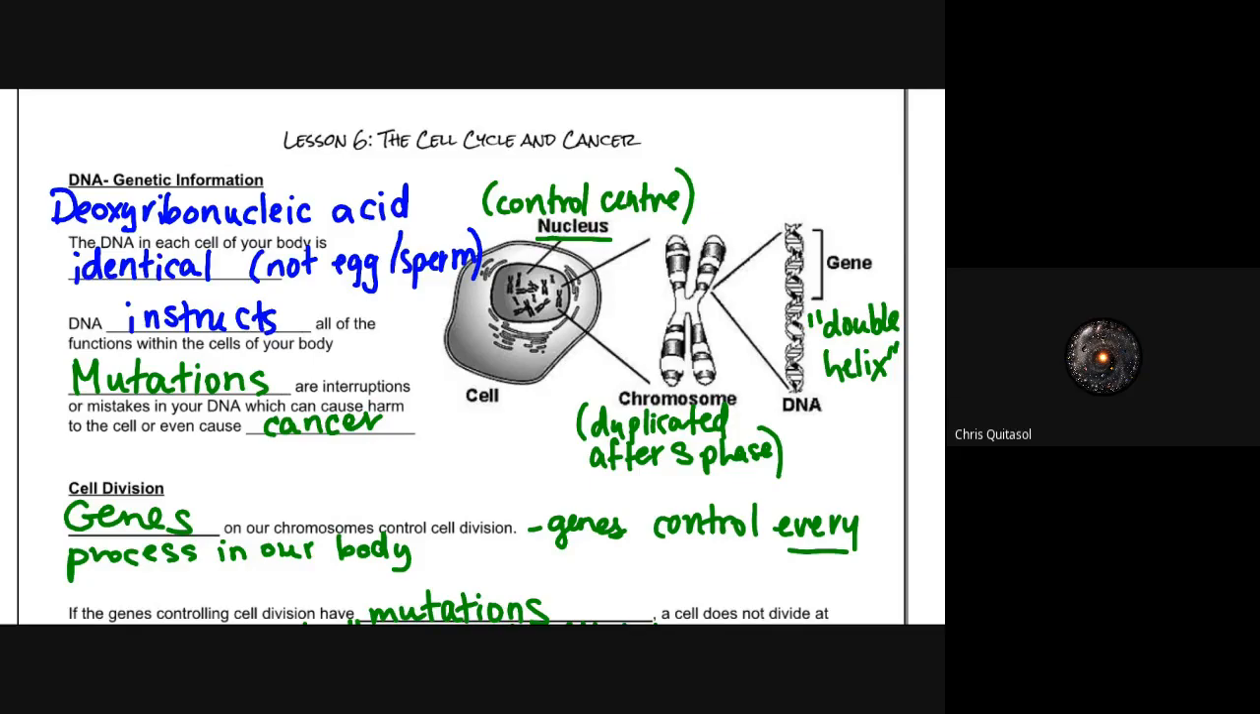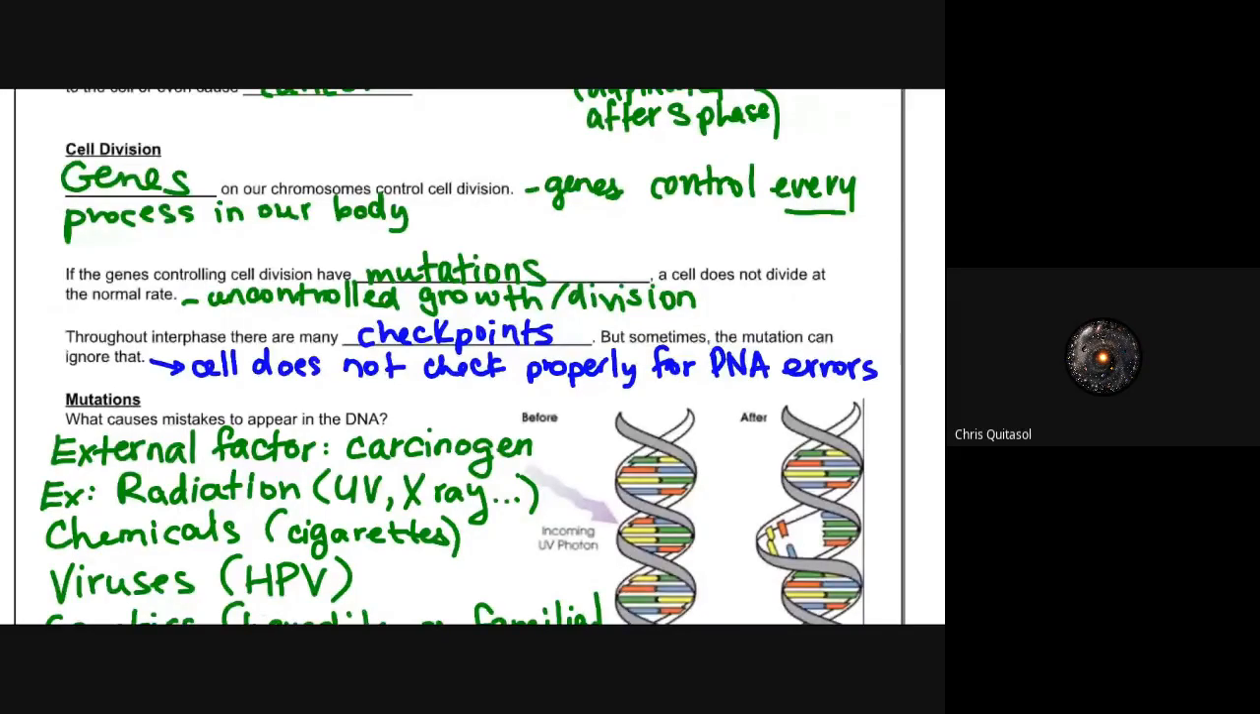So when we think about cell division as a whole, and we looked at mitosis over the last couple of days, it's very important to understand that the mitosis process is an attempt to get that DNA information the same in every single cell. Those daughter cells are going to have the same DNA as those parental cells. So genes on our chromosomes control cell division, and those genes are going to be responsible for every single process. Genes take control of every single thing that goes on in the human body. If the gene responsible for controlling cell division has some issues, like a mutation, for example, the cell will not divide properly, and an uncontrolled growth or division can lead to several different types of cancers.